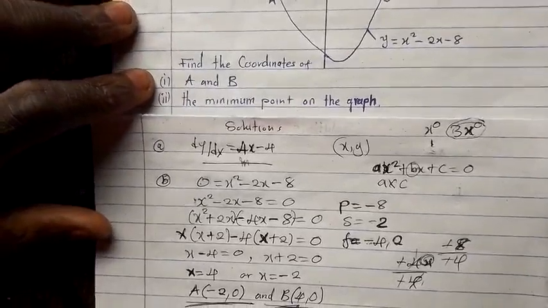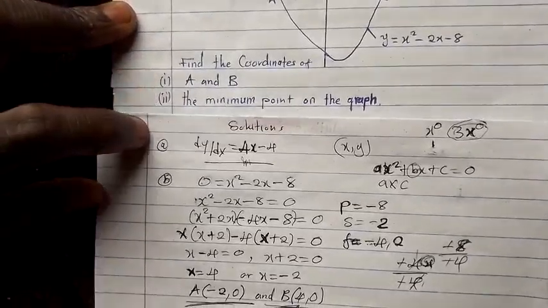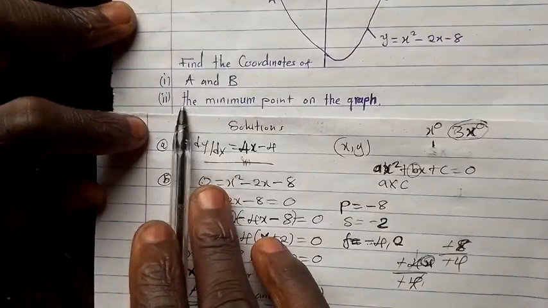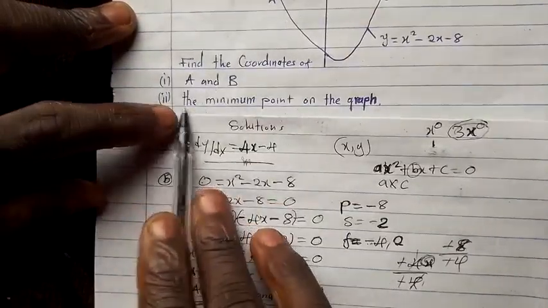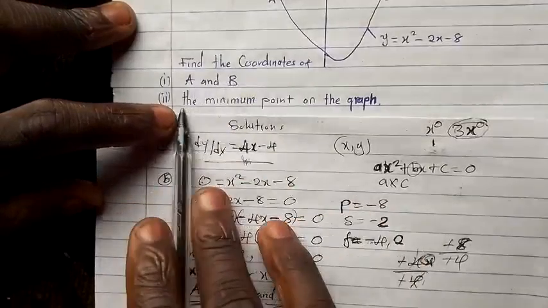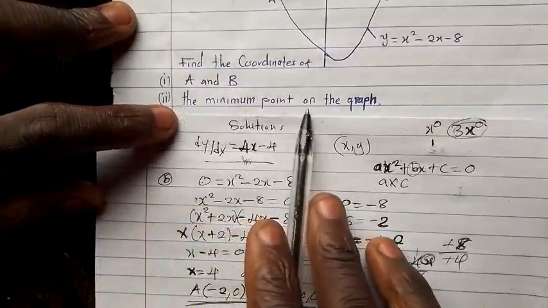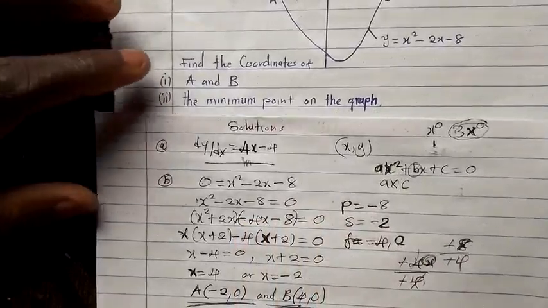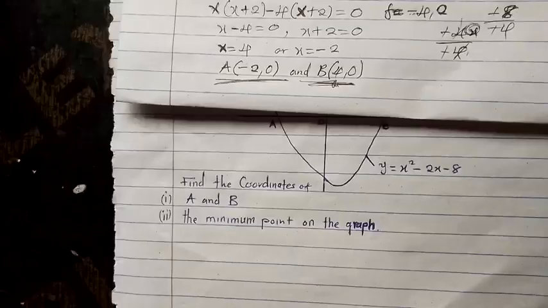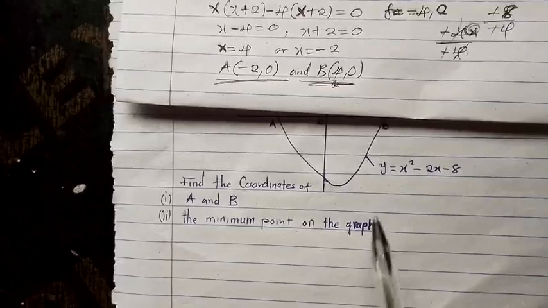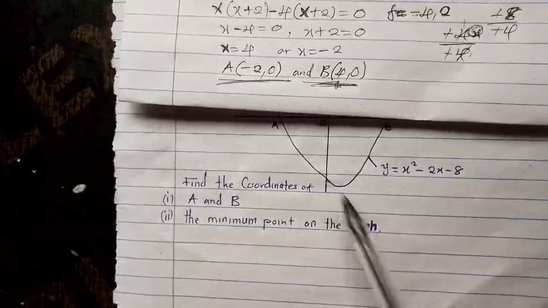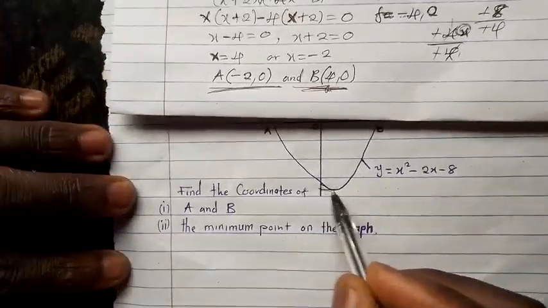Number 1. So now, as for Roman numeral number 2, it is saying find the coordinates of the minimum point on the graph. So what I'm going to do here, the minimum point on the graph is this point here, okay? This point here, which is this one here, okay?